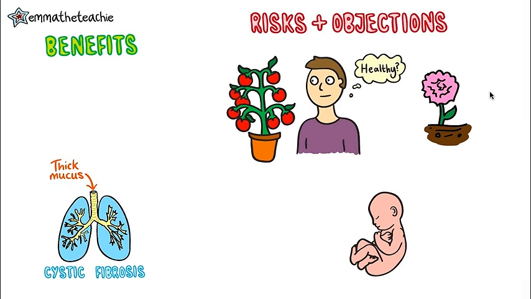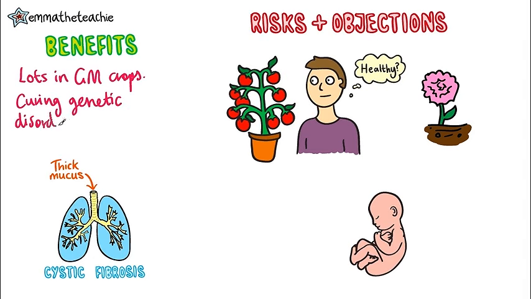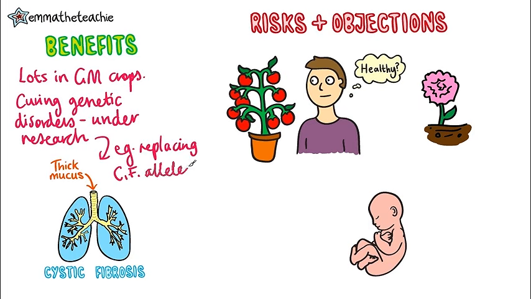You've seen a lot of benefits of genetic engineering. For example, we saw lots of GM crops that had really good characteristics. One more possible benefit is being explored by modern medical research. They're hoping to cure genetic disorders, for example, replacing cystic fibrosis alleles with healthy alleles. This would be a huge benefit.